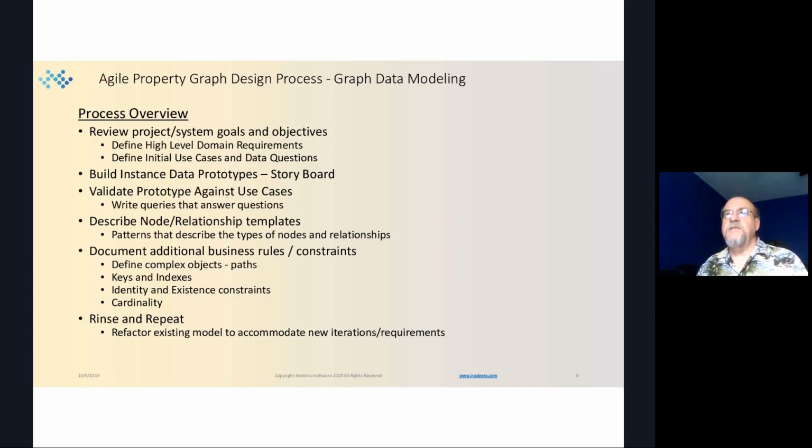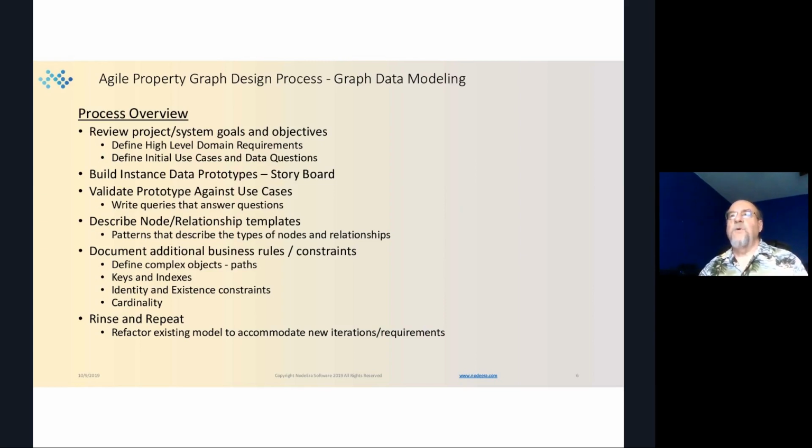So use cases and data questions become kind of an input. From that, we can go into building instance data prototypes or storyboards. Now, you might do this on a whiteboard, paper and pencil, but the idea is to actually key in actual instance data that demonstrates that it's meeting the requirements. And once you do that, you can validate it. Like I said, you can write queries against that data to answer the questions, or you can at least show diagrams that answer the questions.